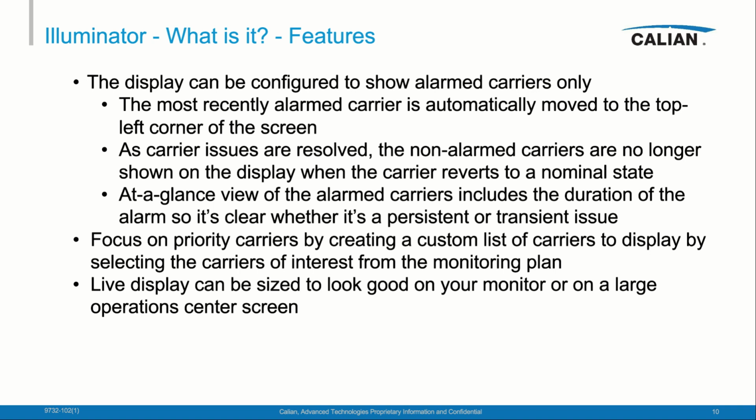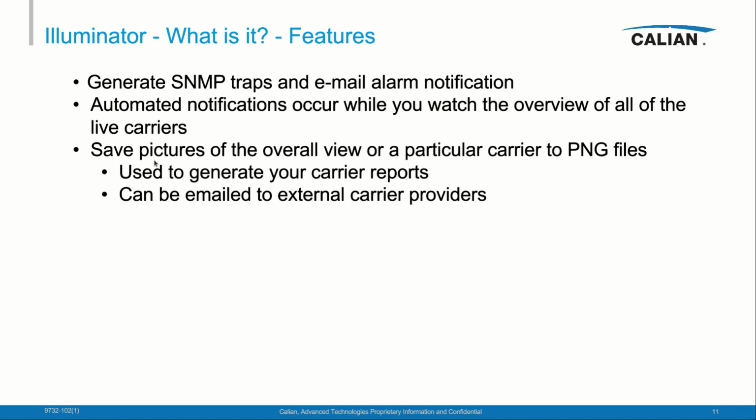Focus on the priority of carriers by creating a custom list of carriers to display, selecting the carriers of interest from a monitoring plan so you can pick and choose which ones you want to see. Live displays can be sized to look good on your monitor or on a large operations screen. You can also get SNMP traps sent out and email alarm notifications. Automatic notifications occur while you watch the overview of all the live carriers. You can also save pictures of the overall view or a particular carrier to PNG, and then add those into your own reports or email them externally to other carrier providers.